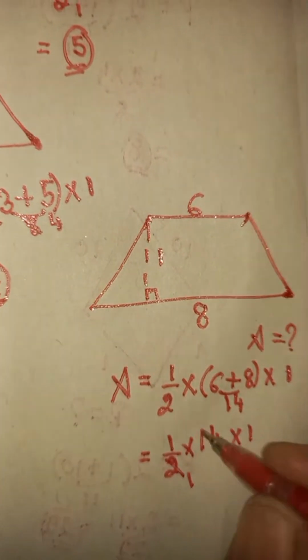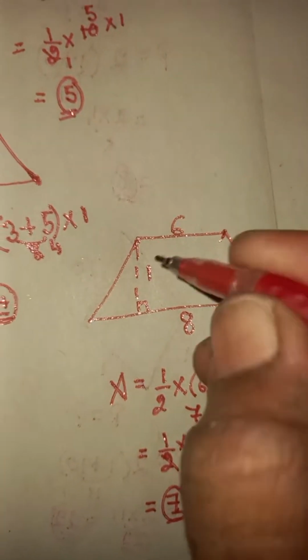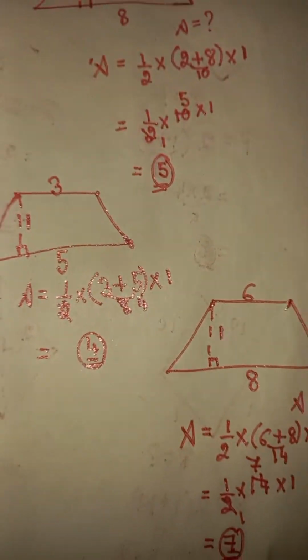You can divide: 2 times 7 is 14. 7 times 1 is 7. 7 square units is the area of this trapezium. Now all of them are over.